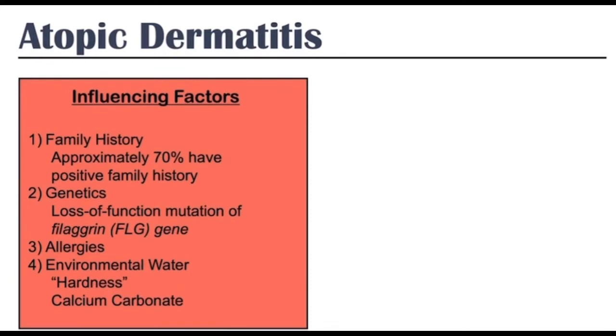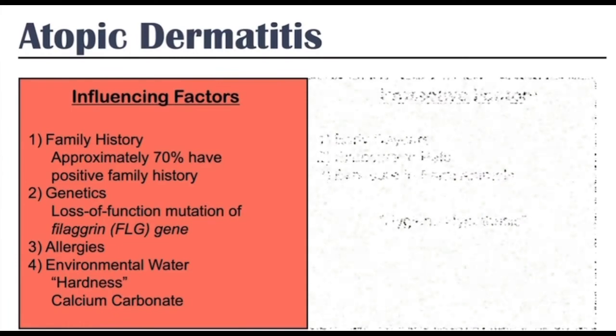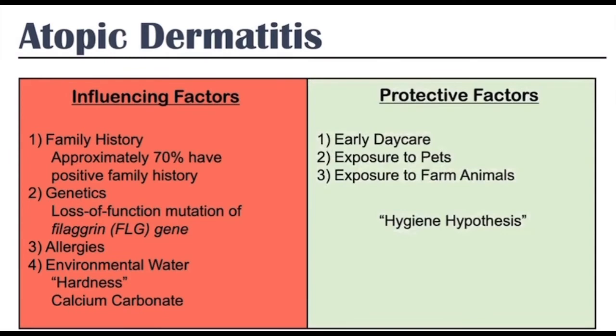So there has been some evidence to show that having the hardness, so minerals and those types of things in water, can actually worsen or be a trigger for atopic dermatitis. And generally speaking, we talk about calcium carbonate when we talk about the hardness of the environmental water source. And the protective factors, so we've talked about the influencing factors. Now the protective factors are the following.